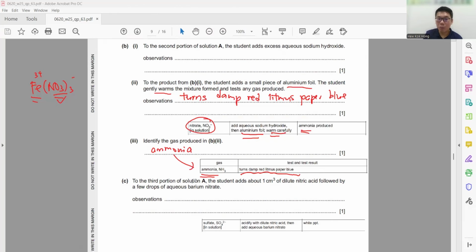C. To the third portion of solution A, the student adds about 1 cm cubed of dilute nitric acid followed by a few drops of barium nitrate. Is this? They are testing the presence of sulfate. But here we do not have sulfate. That's why no white precipitate will form. So we just say no change.